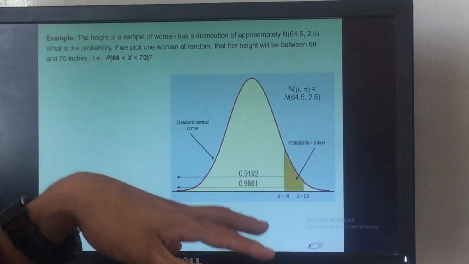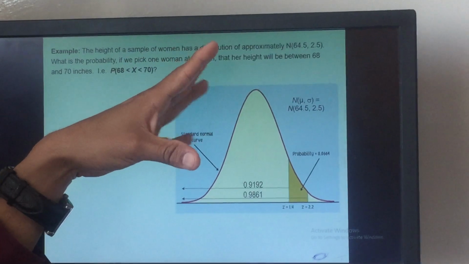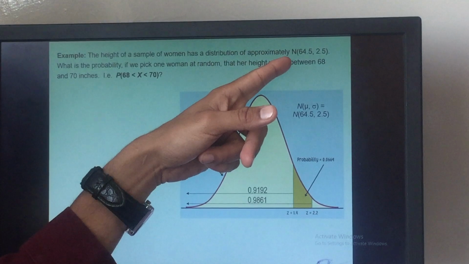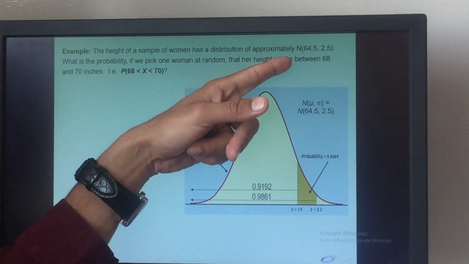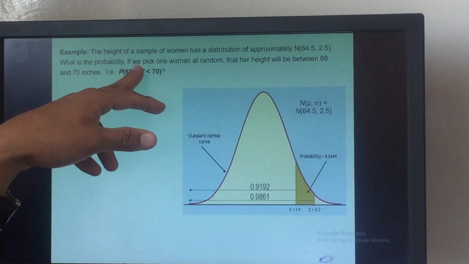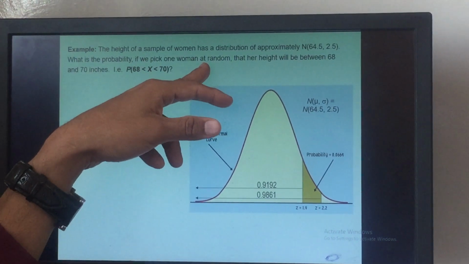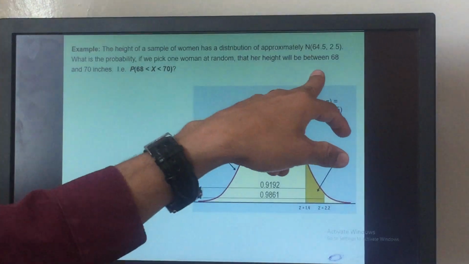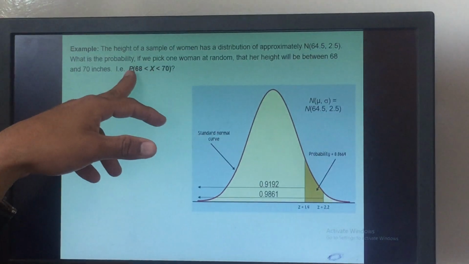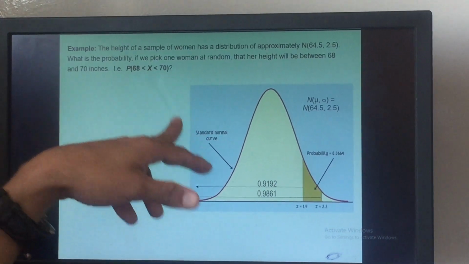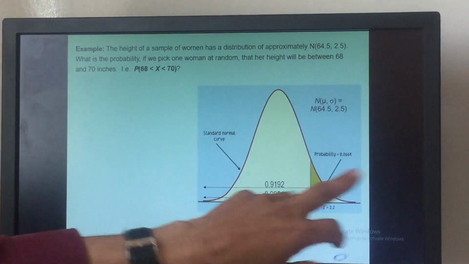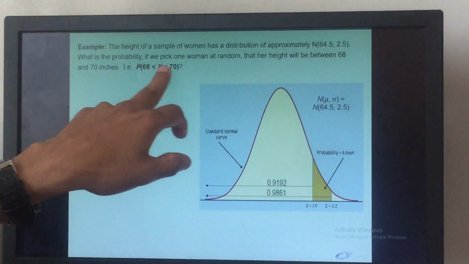Here, the height of a sample of women has approximately a normal distribution with mean 64.5 and standard deviation 2.5. What is the probability that if we pick one woman at random, her height will be between 68 and 70 inches? So we have a density curve, and we focus between 68 and 70.